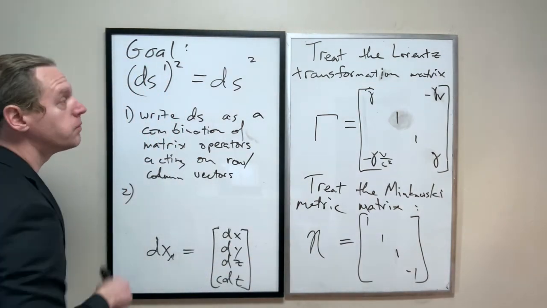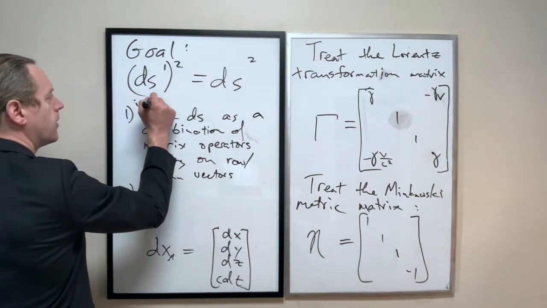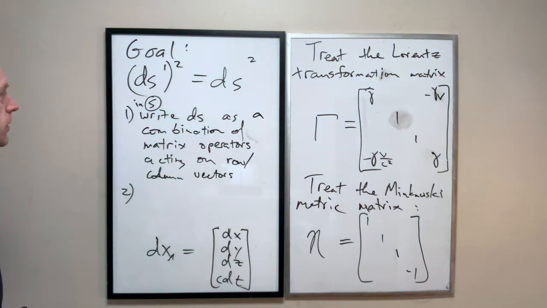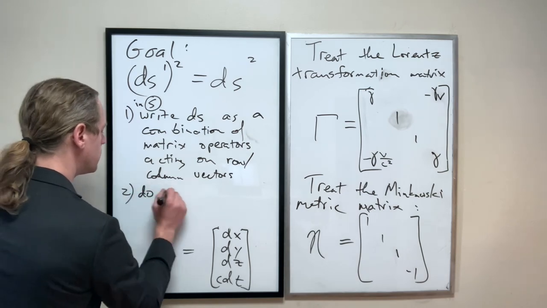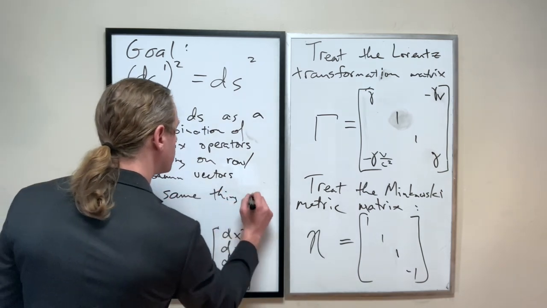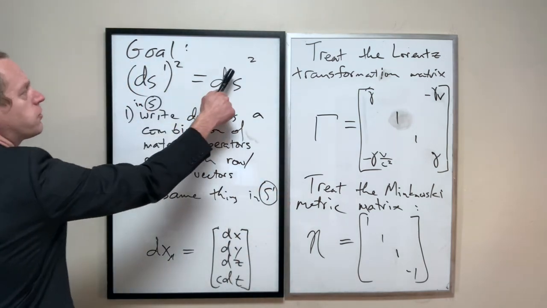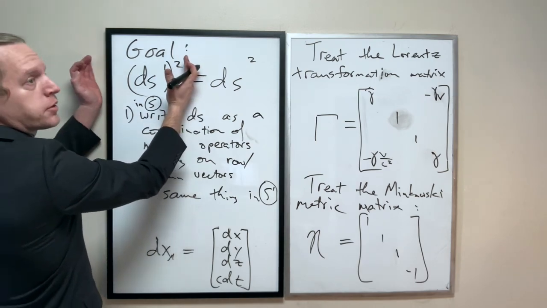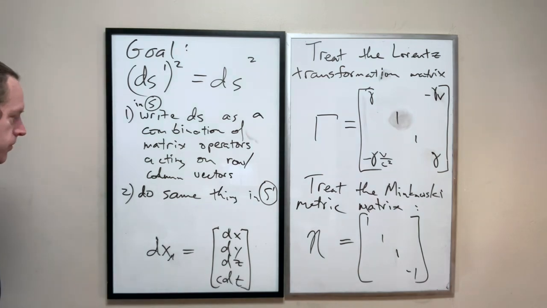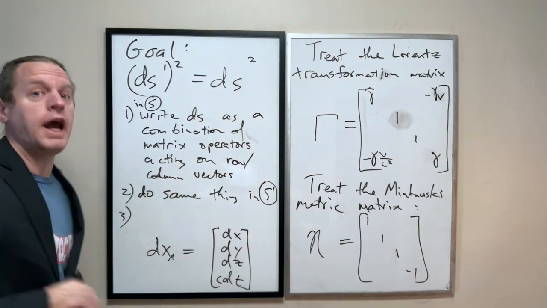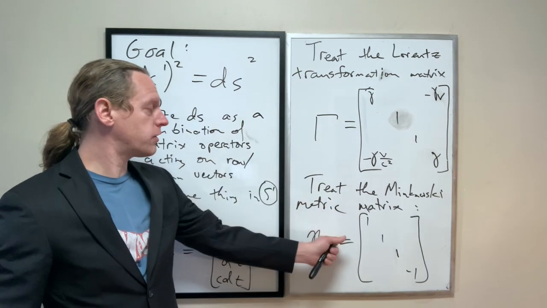And the second thing we're going to do is, once we do that, the next thing we're going to do here is do the same thing in S prime. So we want to get a notation for both of those on this side using only the primed coordinates, on this side using only the unprimed coordinates. And now the last thing, the last link, we want to use the Lorentz transformations.